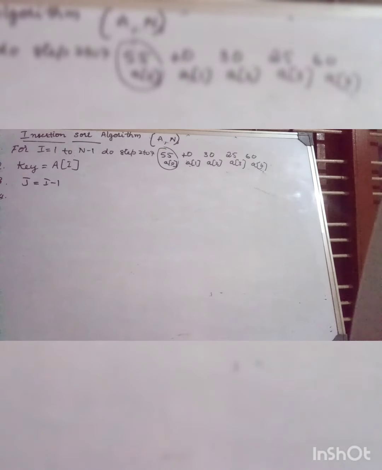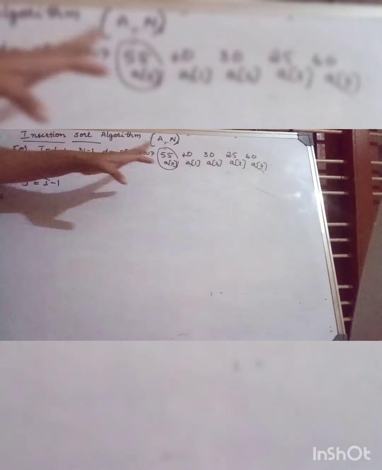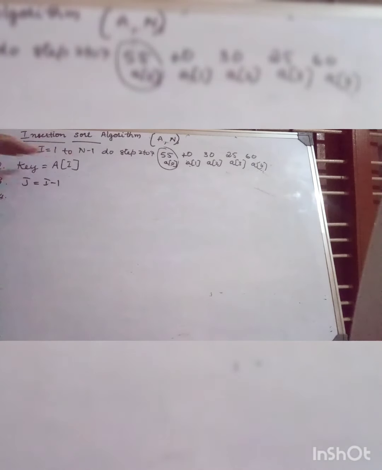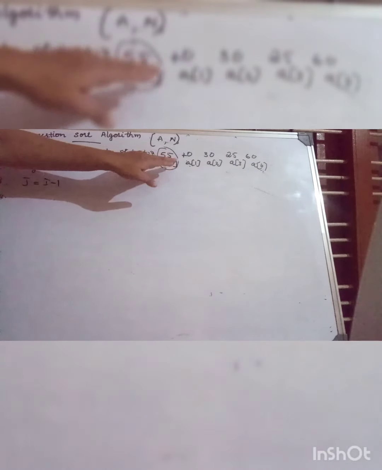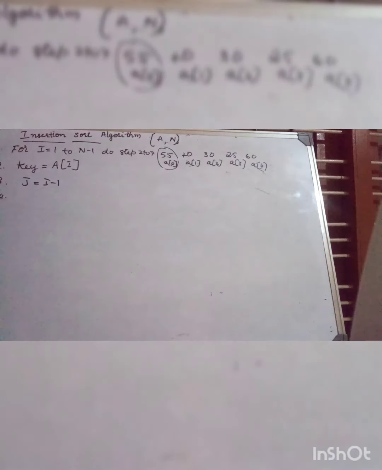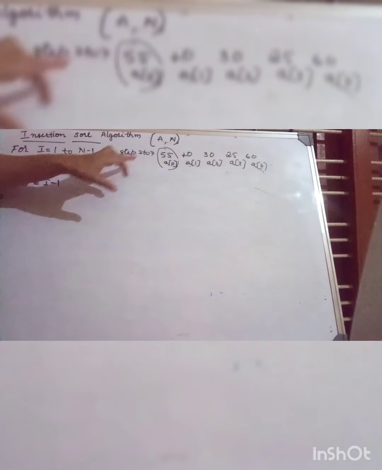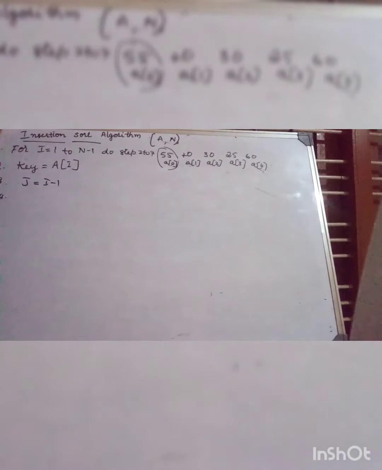We consider, for the first step, for I equal to 1 to n minus 1, do steps 2 to 7. In this algorithm, we consider the first element as a key element. Key means we assume that this element has been sorted. Other elements are not in the sorted list. We consider this as a sorted element, and the other elements are in the unordered list. This is the sorted list and these elements are the unsorted list. This is the assumption we are making. It is not actually true.